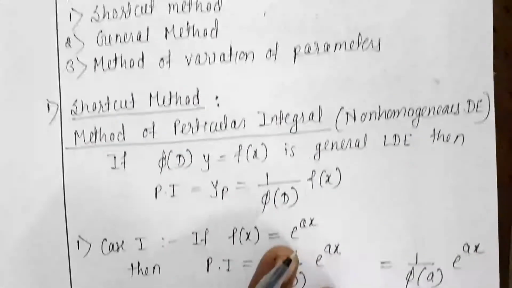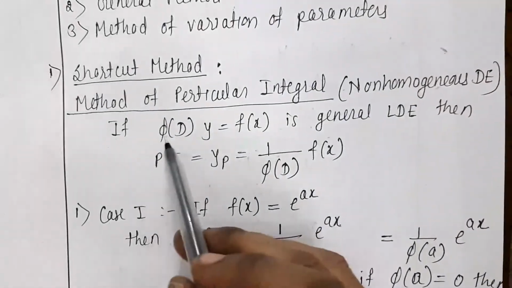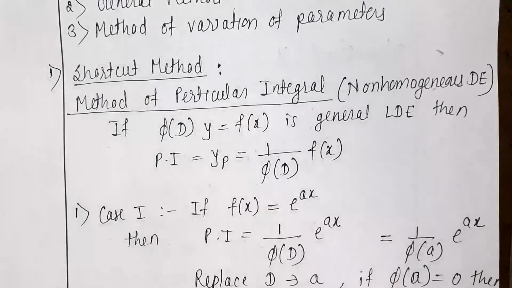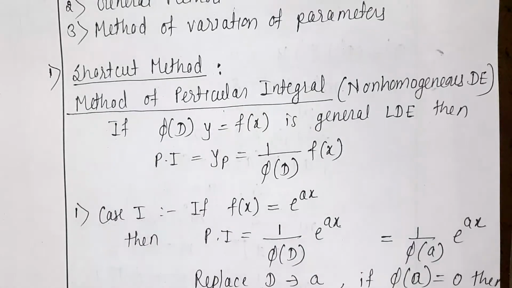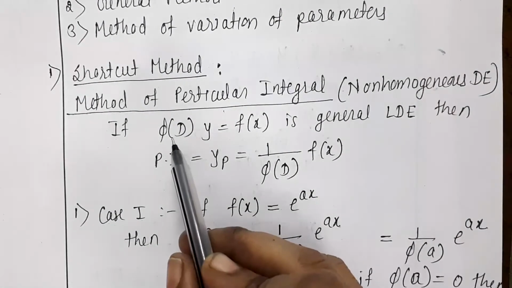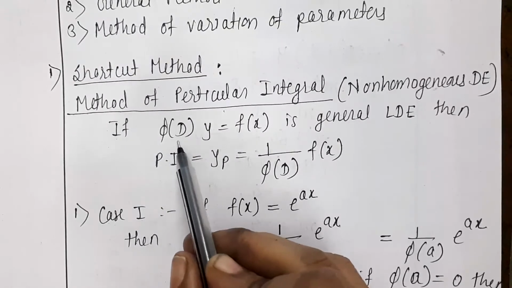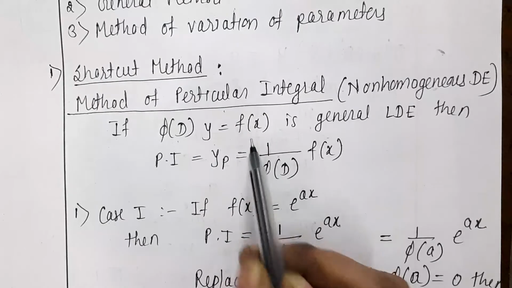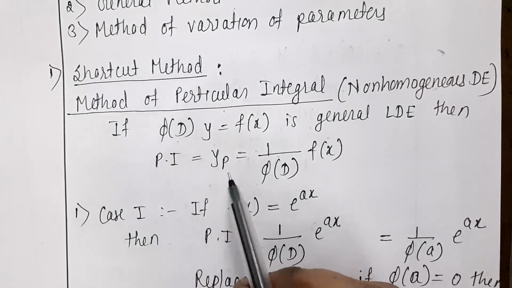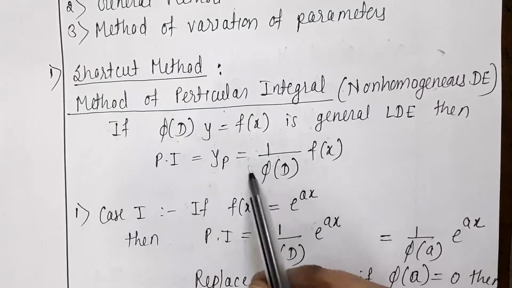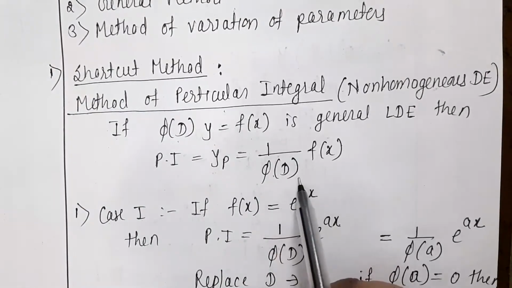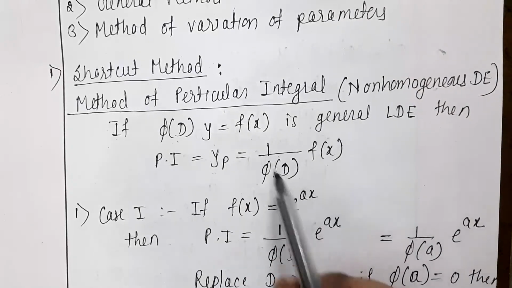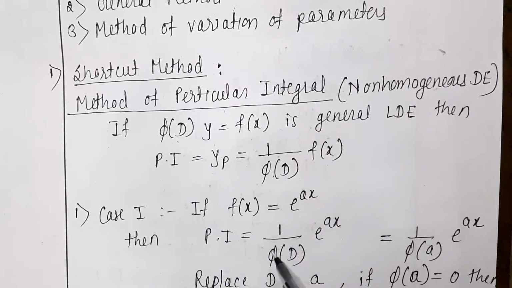Shortcut method is first. In shortcut method, how to find out particular integral. In shortcut method there are total 7 cases to find out particular integral. First is to write particular integral: given equation is in the form of phi of D multiplied by y is equal to f of x. Now particular integral is written as y, also denoted by yp, which is equal to 1 upon phi of D multiplied by the right hand side function f of x. So 1 upon phi of D multiplied by f of x.